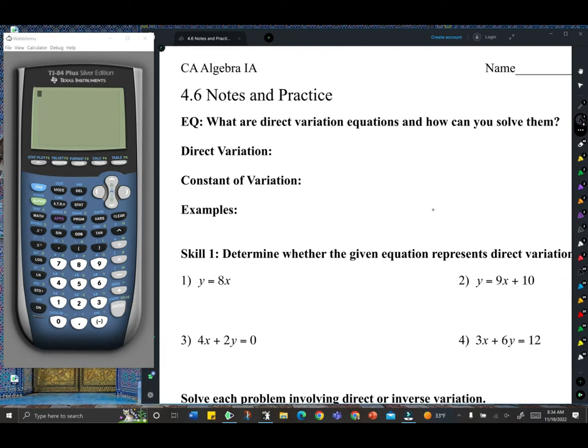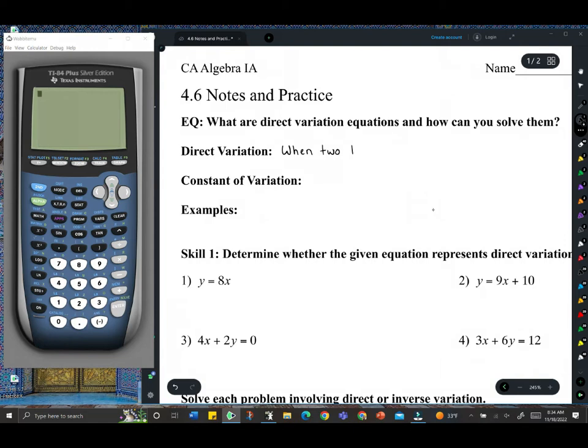Today, what are direct variation equations and how can you solve them? So, today, direct variation, we are dealing with a phenomenon that occurs when two variables, or two things, so to speak, we say directly increase or decrease with one another.